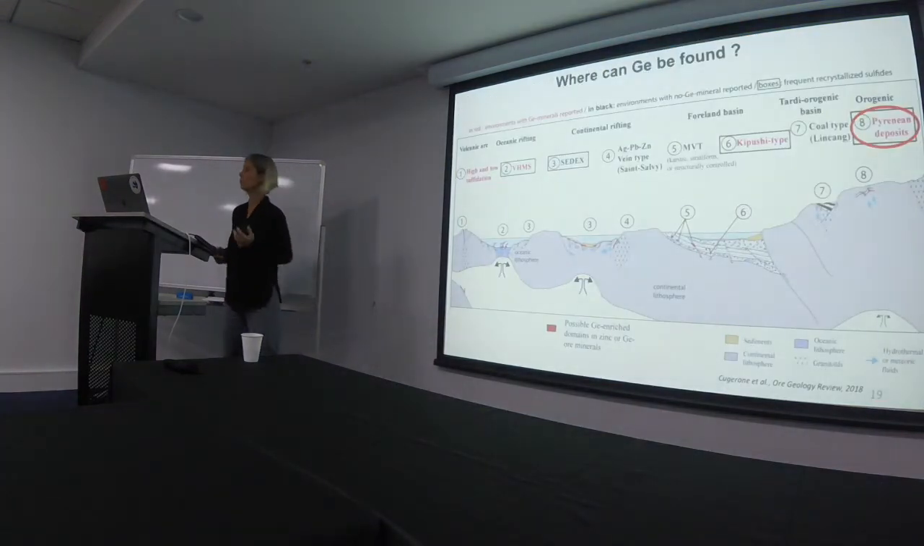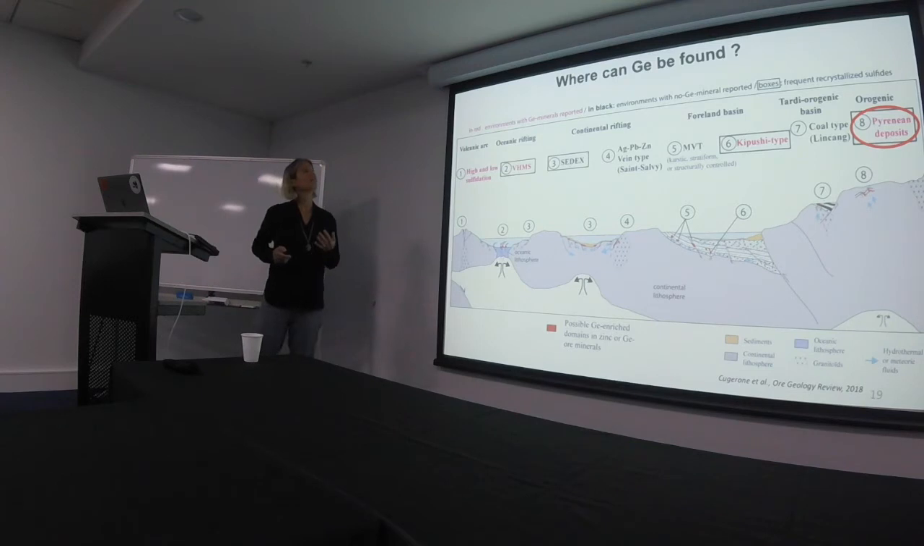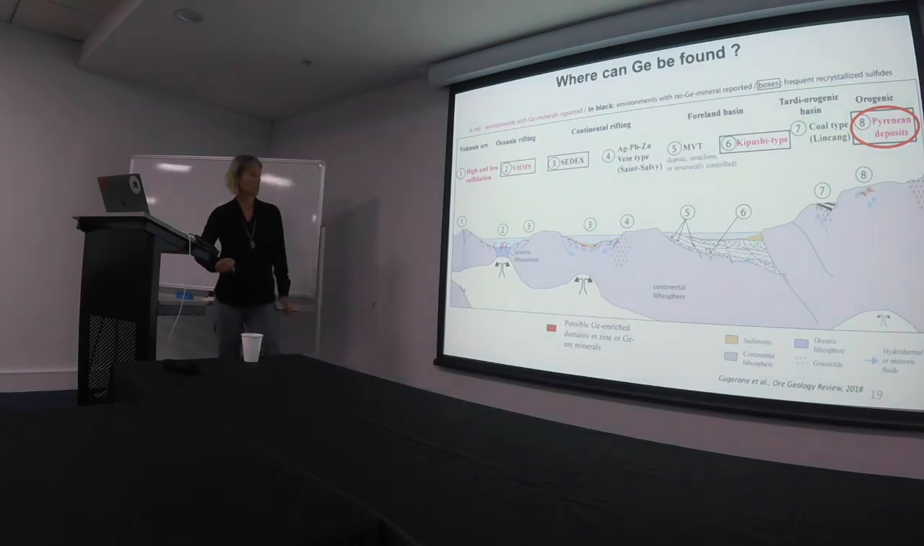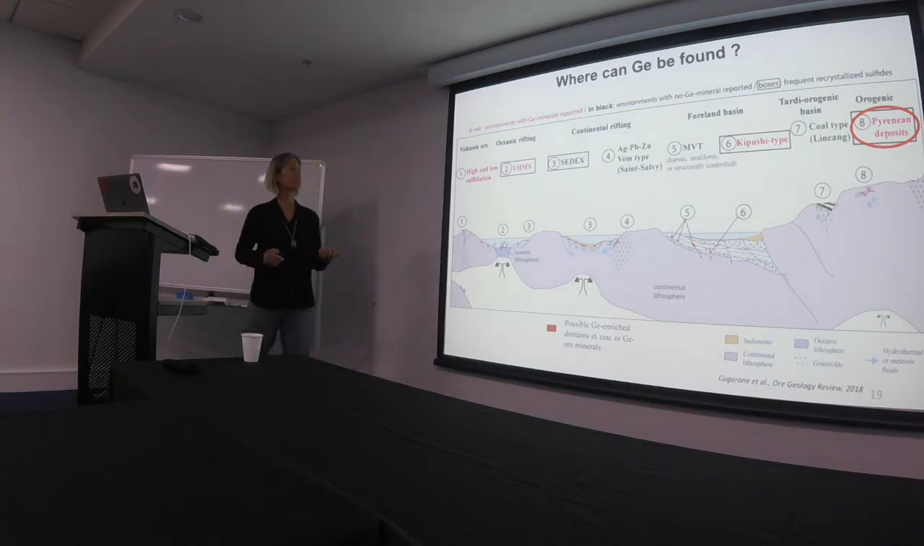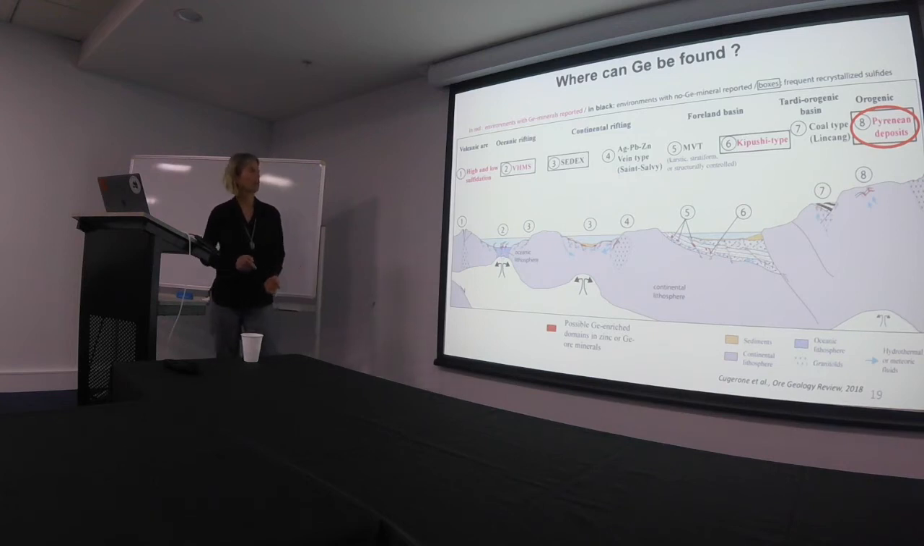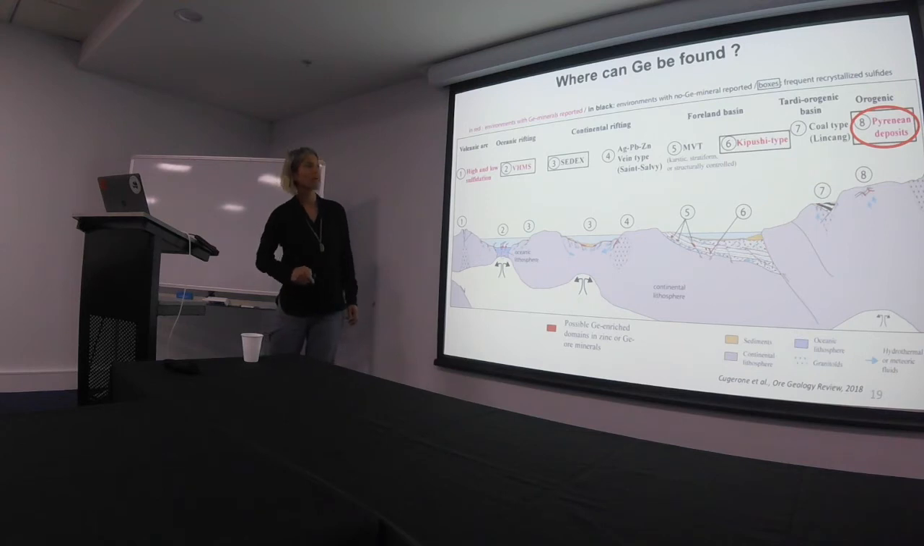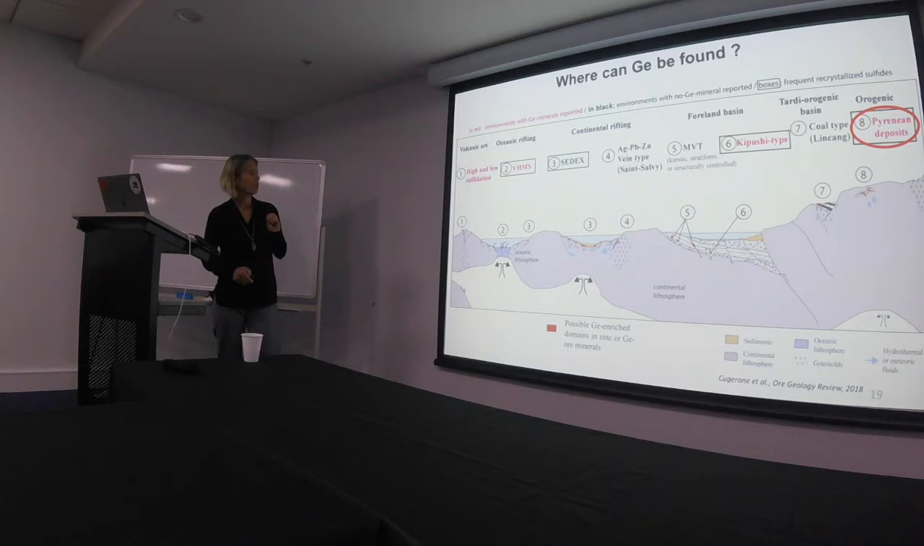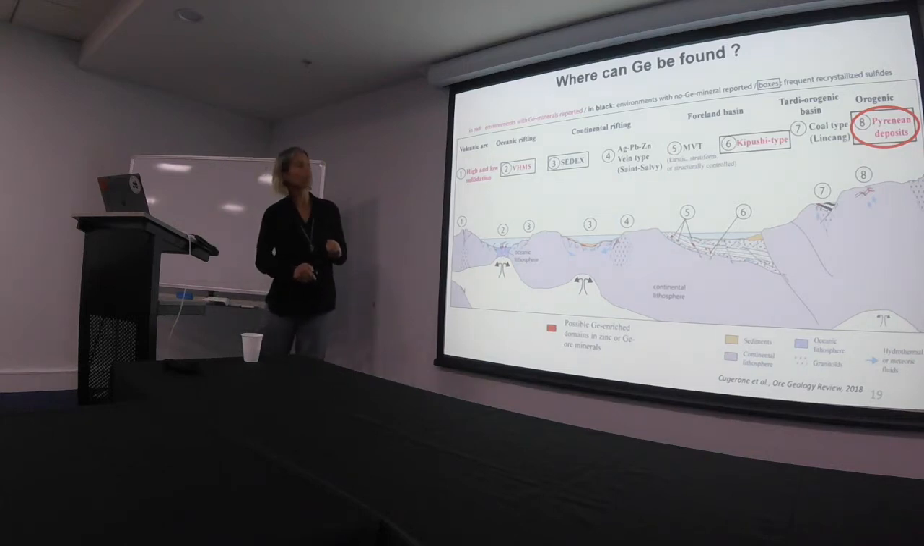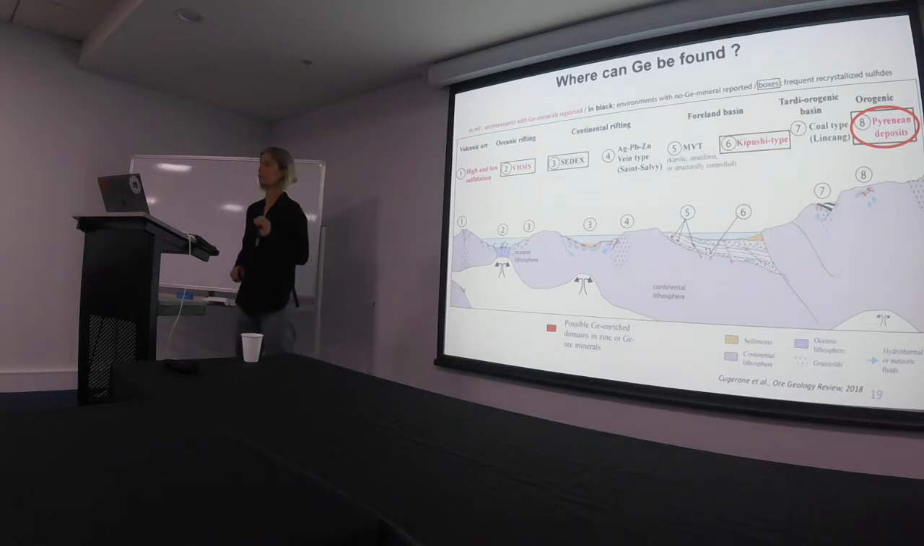From a geological point of view, we can find germanium in various settings. So this is a simplified sketch of different geologic environments in which you can find germanium. It can be found in SEDEX-type deposits or volcanic massive sulfide deposits, Kipushi-type and vein-type deposits, and in orogenic-type deposits. Germanium minerals can be found in the locations here, mostly orogenic deposits or vein-type deposits. They have been reported in the literature.